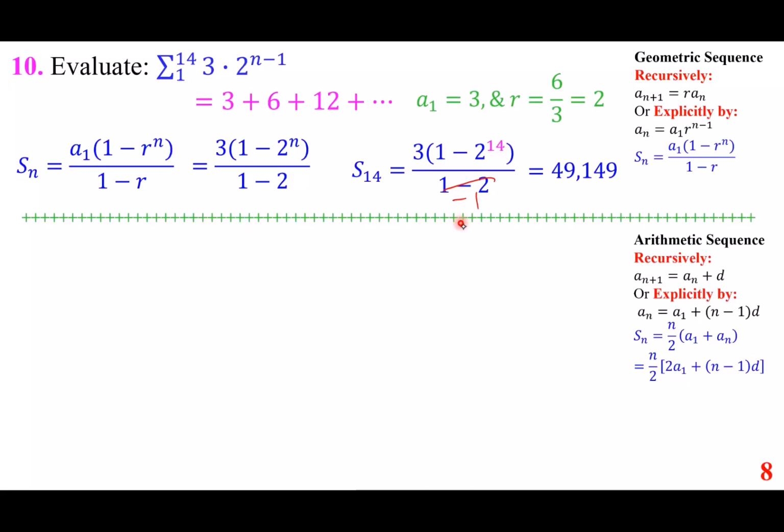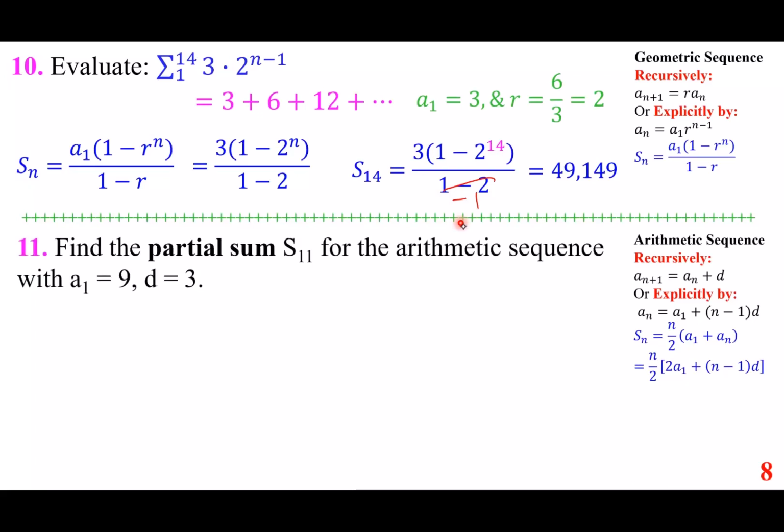So that is the concept of the sum, or they call it the partial sum. Find the partial sum S sub 11. So this was S sub 14 for the geometric sequence. Now for the arithmetic sequence where A sub 1 is 9, D equals 3. In the case of an arithmetic sequence, S sub n is n over 2 times A sub 1 plus A sub n, or if you use the fact that A sub n is this one, if you replace it here, then A sub 1 and A sub n becomes 2A sub 1.